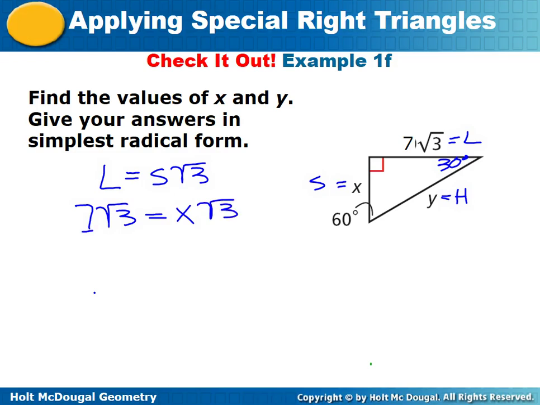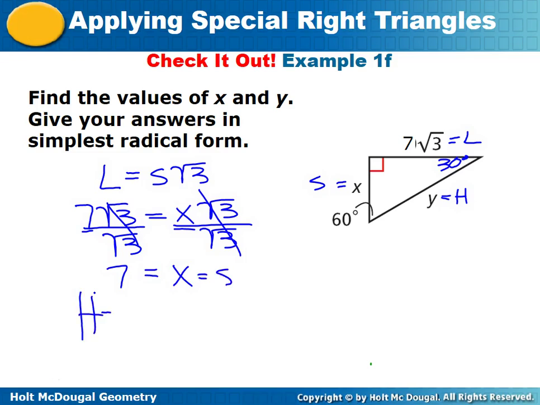Some of y'all can already see that x is equal to 7. But if we were going to do it mathematically, we would divide both sides by the square root of 3. Gone from there, gone from there. So x equals 7. And that's also our s, right? So now our h is equal to 2 times s. Down here, h was y. We're going to multiply that 2 times 7. So that's 14.